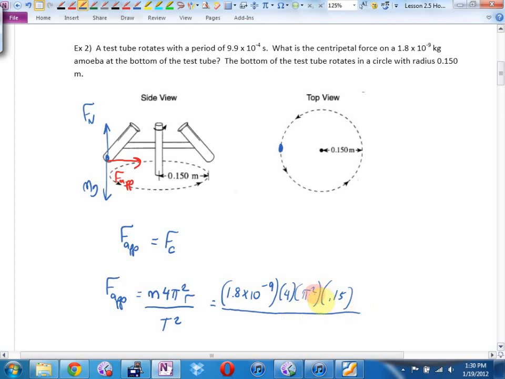And the period is 9.9 times 10 to the negative 4, squared. So all of you, try this one on your calculator just to see.